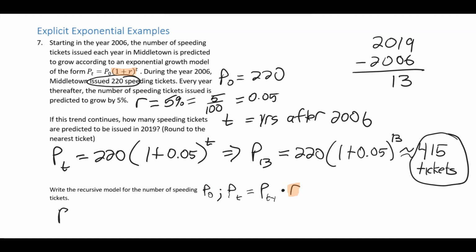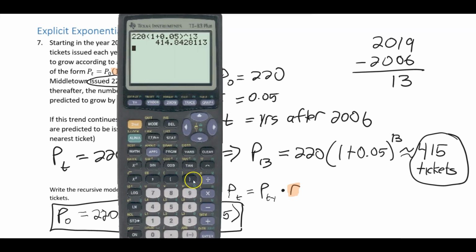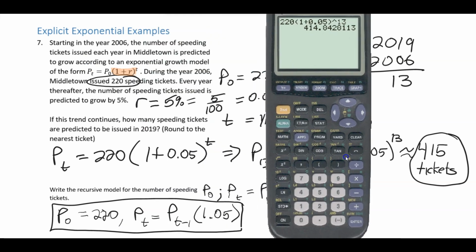So this problem would be, in recursive definition, P sub 0 equals 220, and P sub T equals P sub T minus 1 times 1.05, which is our 1 plus 0.05 simplified. That would be the recursive definition. And we can double check this and see if this makes sense.